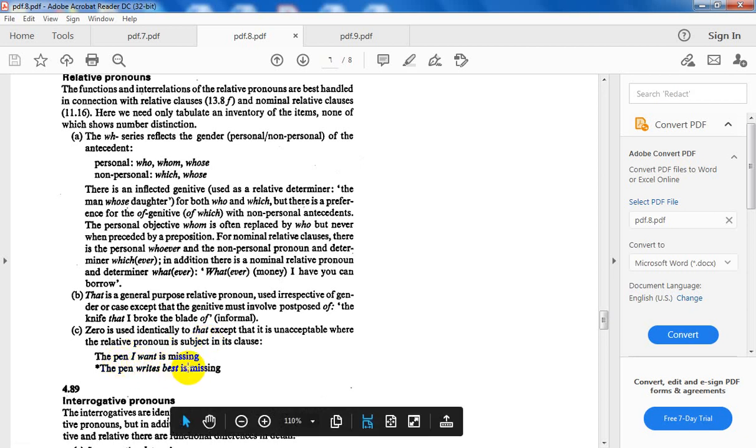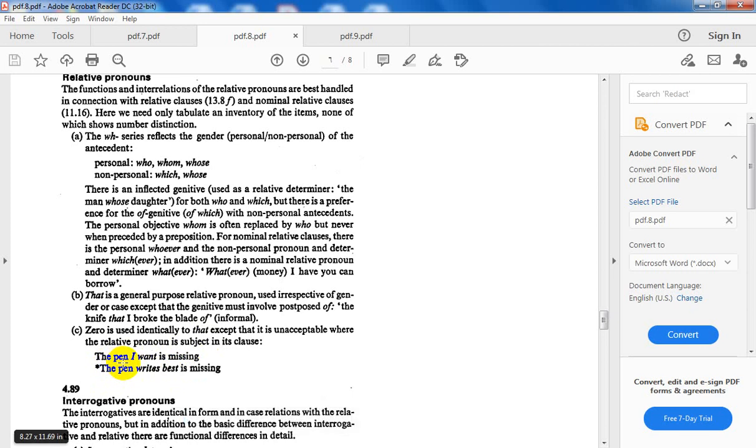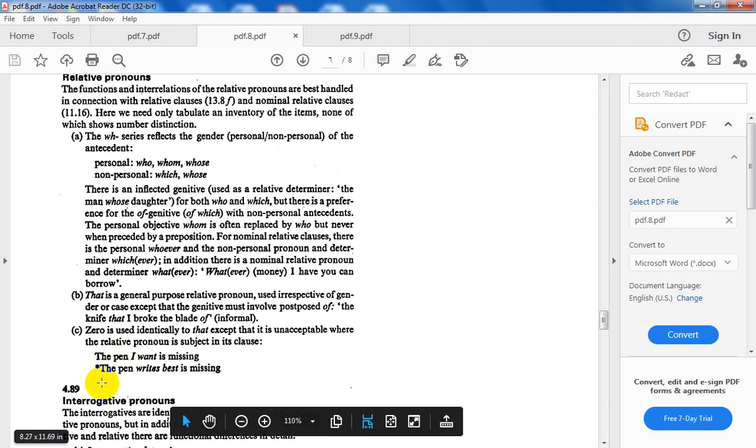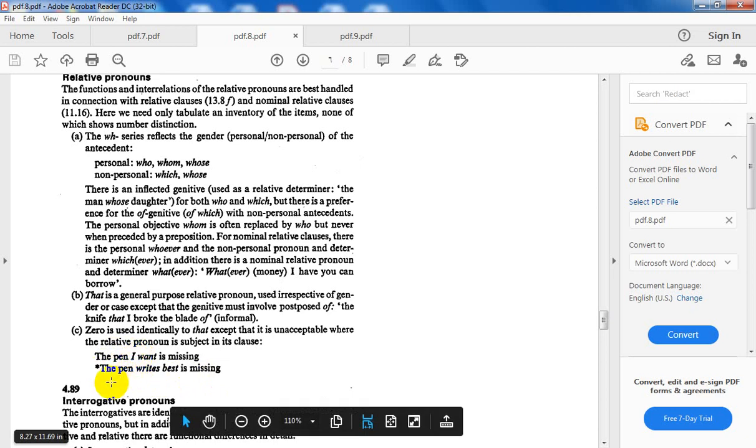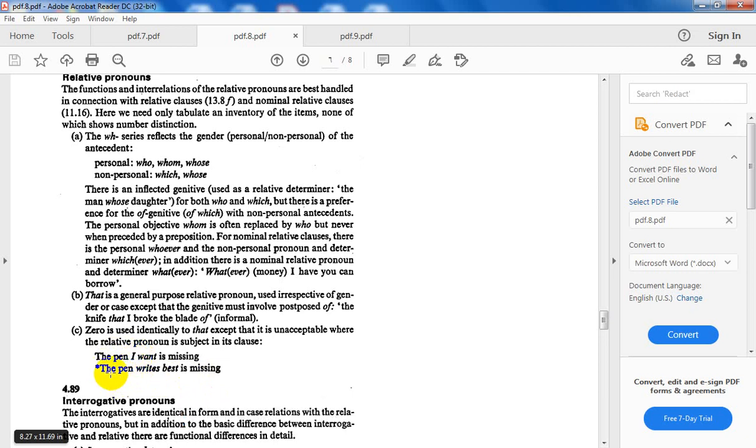The pen I want is missing. The pen I want, it is what? The pen that I want is missing. Meaning, it is not the subject. But it is ungrammatical: the pen writes. This is ungrammatical. It is not okay to omit that here. That is obligatory: the pen that writes best is missing. Here, if you see, now I have two different subjects. The first subject is the pen. The second subject is I. But if it is the same subject, you have to use that.